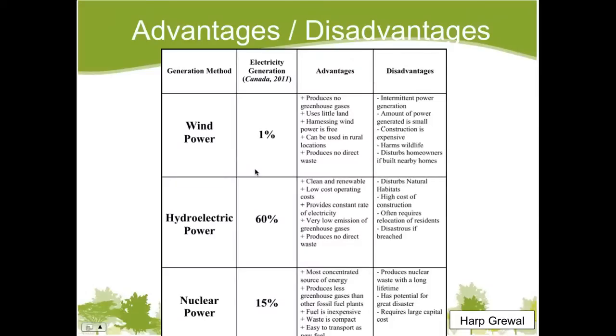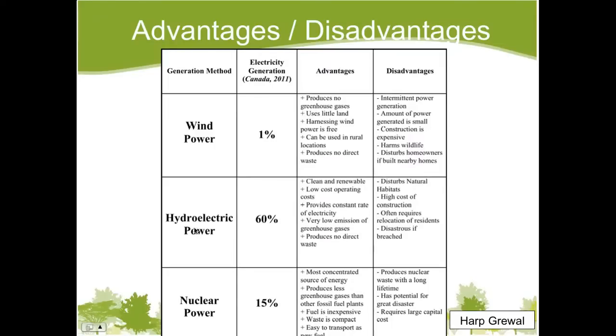Back to these slides. I'd just like to talk about the advantages and disadvantages of these three power generation methods. Firstly, we have wind power. Its advantages are that it's a very clean, green source of energy, and it can be used in rural locations. However, its disadvantages are, if you look at electricity generation in Canada in 2011, it only amounts to about 1%, as well as the drawbacks of the shadows and noise that I was talking about.